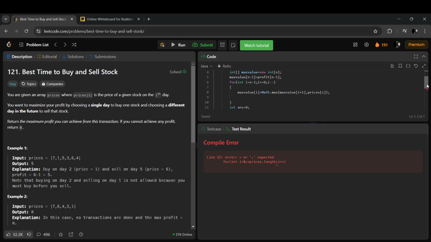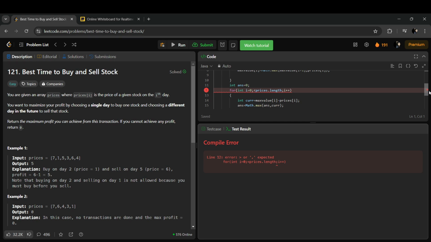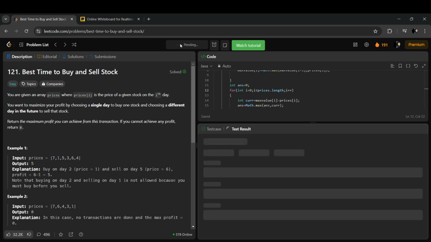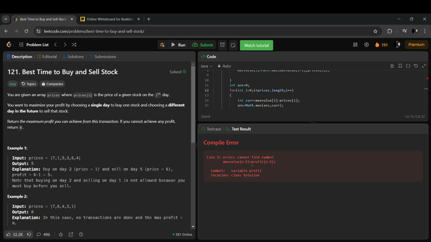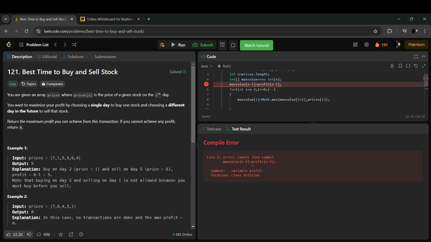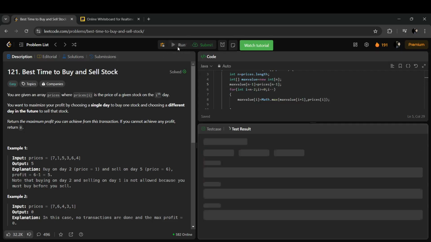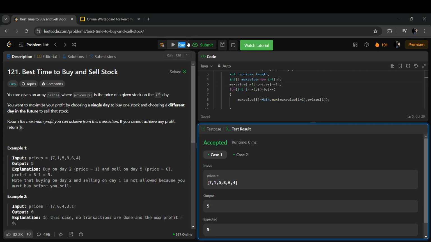Okay, silly mistakes which we made in this line. What mistake did we make? I didn't write i. We cannot find the symbol. Where is that line? Max value. Profit, what is that? It is prices. Of prices, right? I hope so. Yeah, it runs. Now let's submit this code.